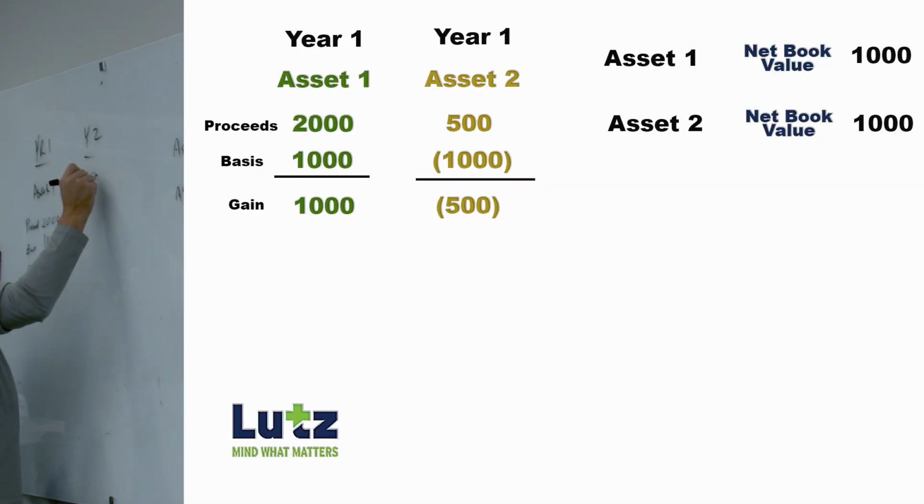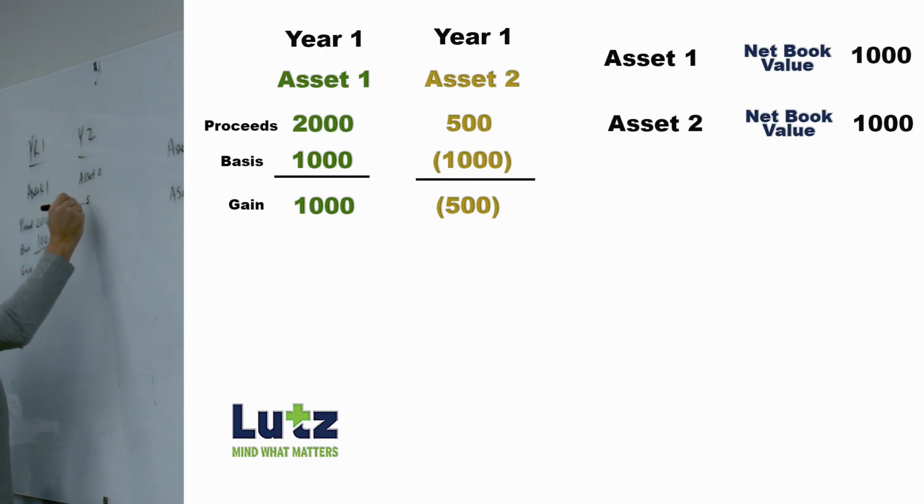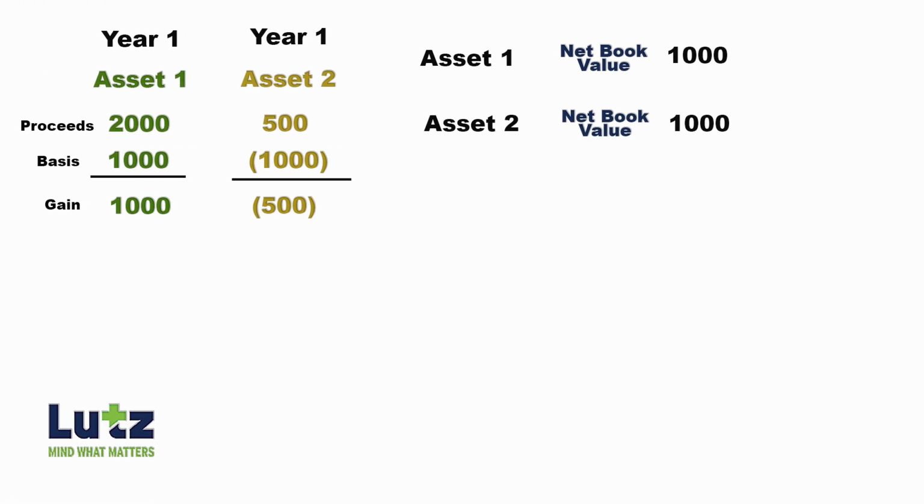So in year 2, I sell asset 2 for $500. What's my basis? 1,000. What's my gain or loss? Loss of 500. According to Chris's rule, what's the character of that? Ordinary. How do you feel about that, Chris? Is it ordinary? It is.